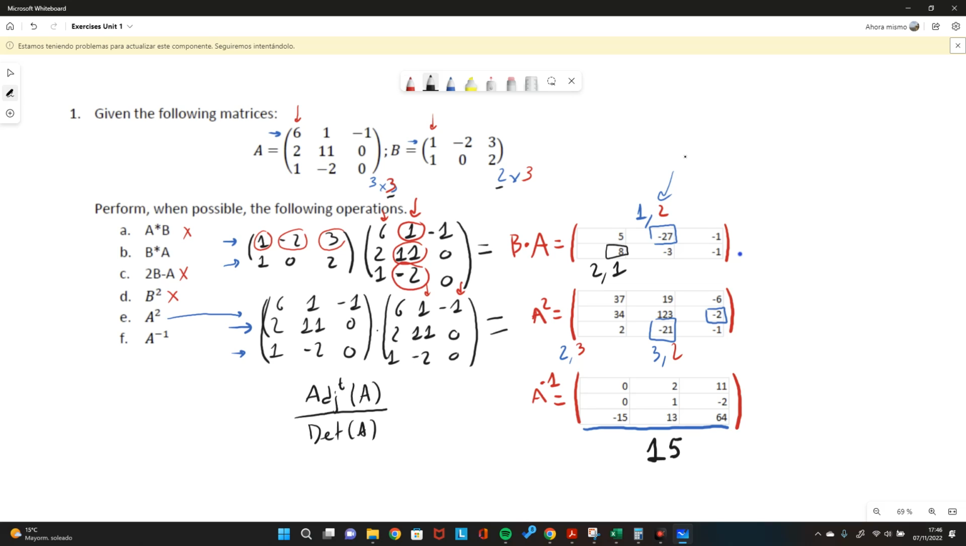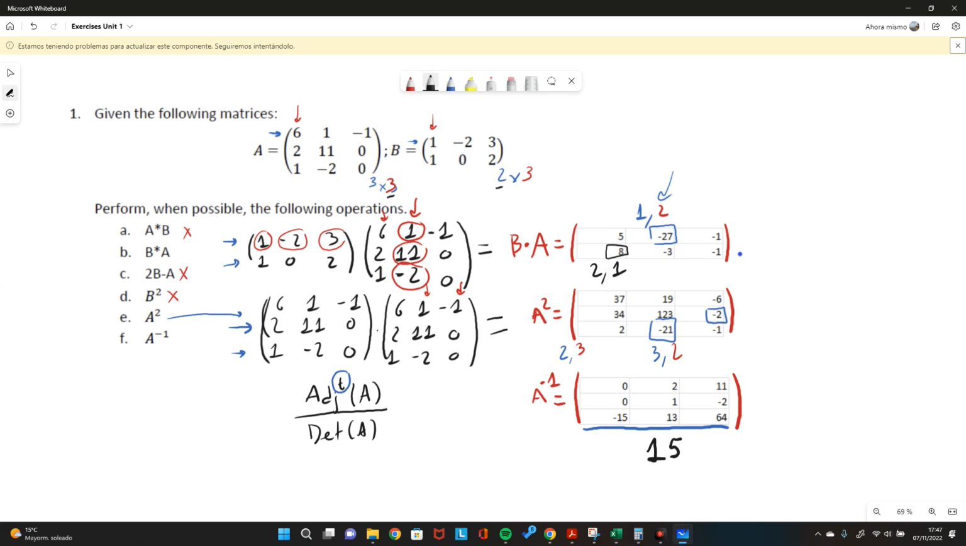What about A minus 1? The inverse of the matrix A is performed this way. There is a method called the Gaussian method that I think is sometimes counterproductive to use here. It is much easier to get the adjoint matrix, then do a transposition and then divide by the determinant of A. The determinant of A is, what I'm going to do first, it is 15. We'll see.